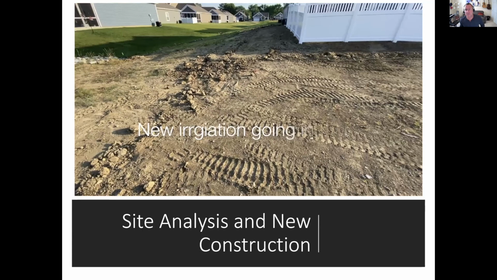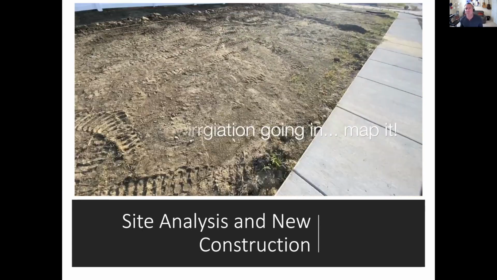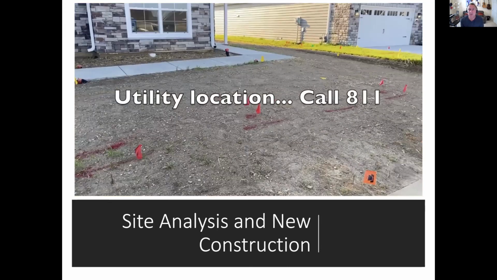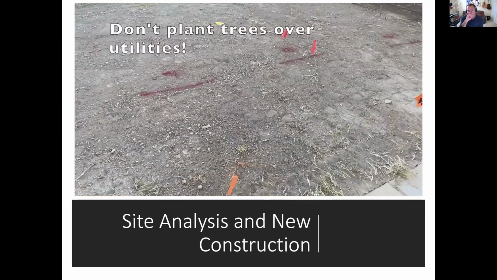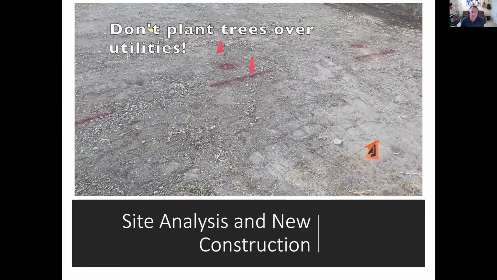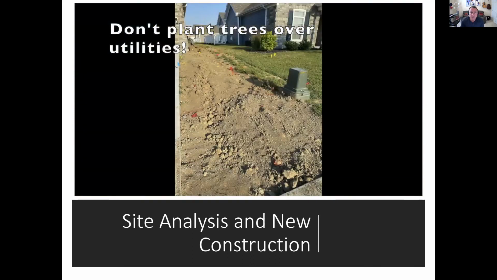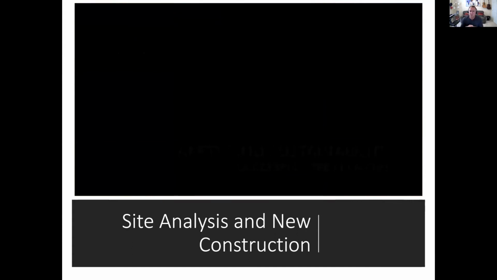Also on new buildings and construction, irrigation will go in. Make sure that's mapped because oftentimes that's not included in utility location or in their processes. And of course, we never want to plant trees over utilities. You can see that red dot there. That was actually going to be a tree planting until they were convinced otherwise. So again, safety and sustainability is very important for that overall successful tree planting.